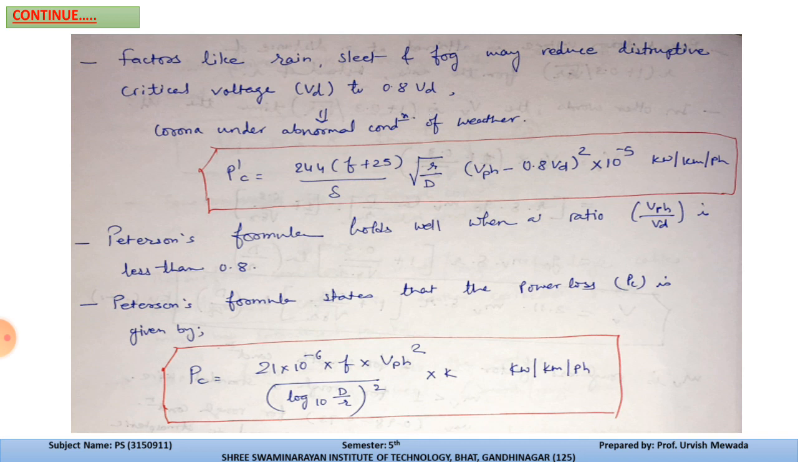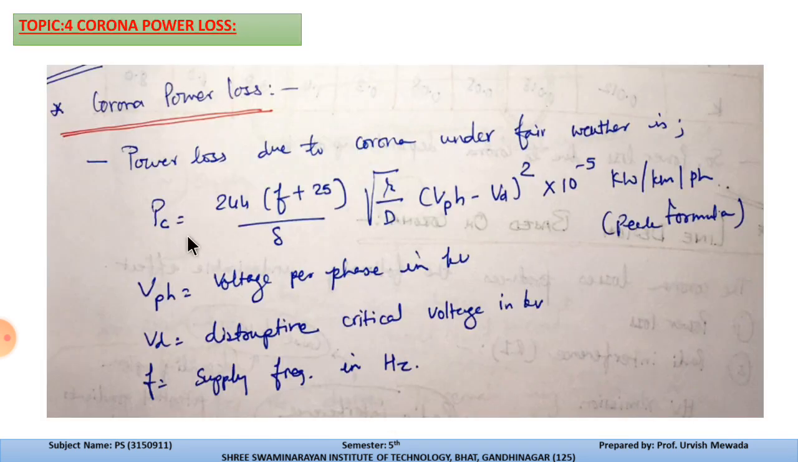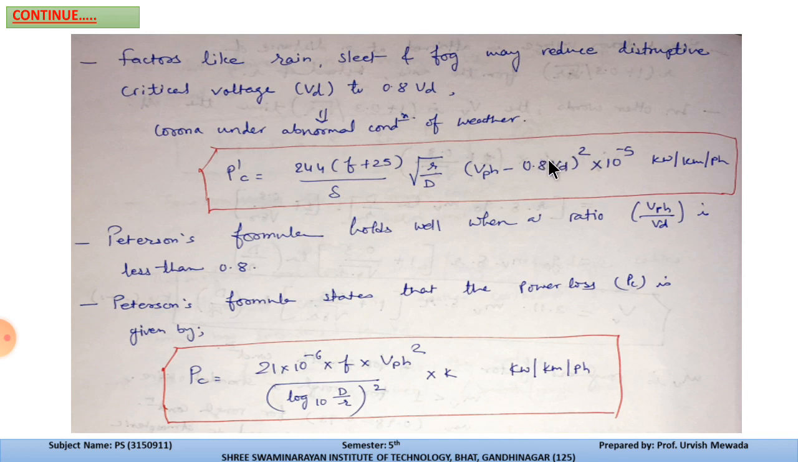So at that time the disruptive voltage required is 0.8 VD, and for corona under abnormal weather conditions, the power loss equation PC becomes P dash C. So it is 244 by delta (f plus 25), under root of r by d, this term is common, then VPH minus, as you can see in the previous one, VPH minus VD. Now we are taking VD as 0.8 VD, squared, into 10 raised to minus 5, and the unit is kilowatt per kilometer per phase.